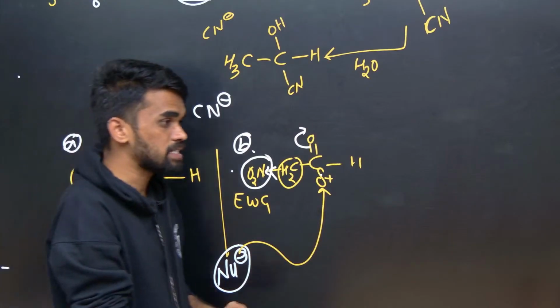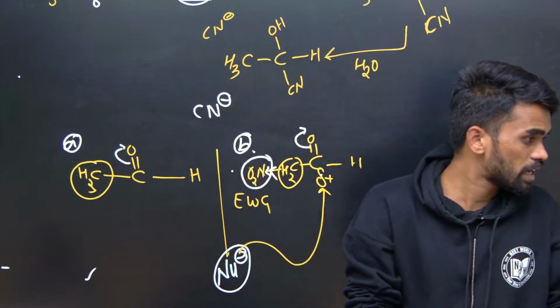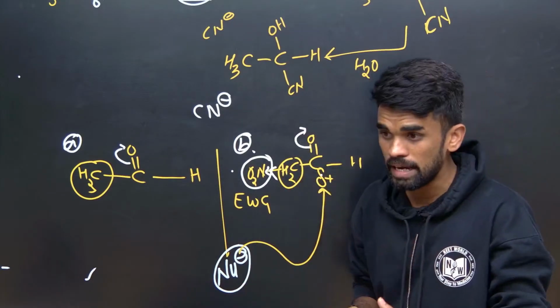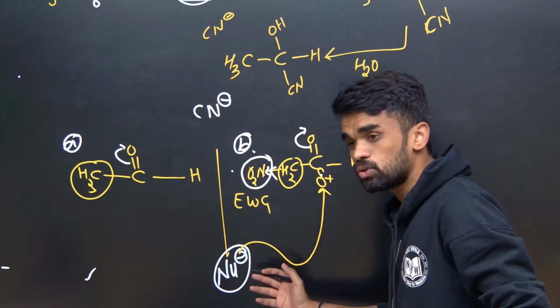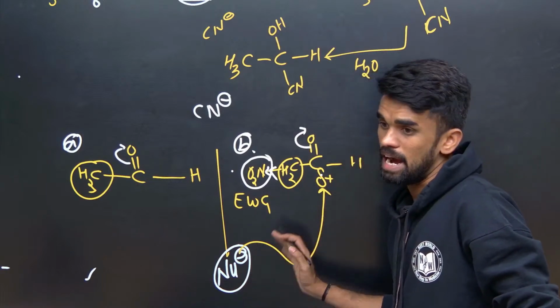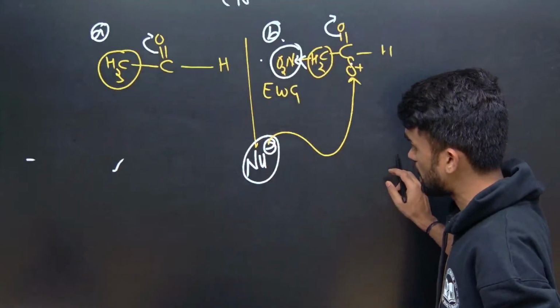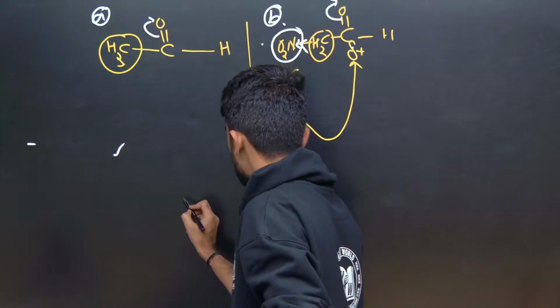So what can we understand from here? Electron withdrawing group containing aldehydes and ketones are more reactive towards nucleophilic addition reactions. Hope it is clear. Now I will give you one example. You can write it in your notes.